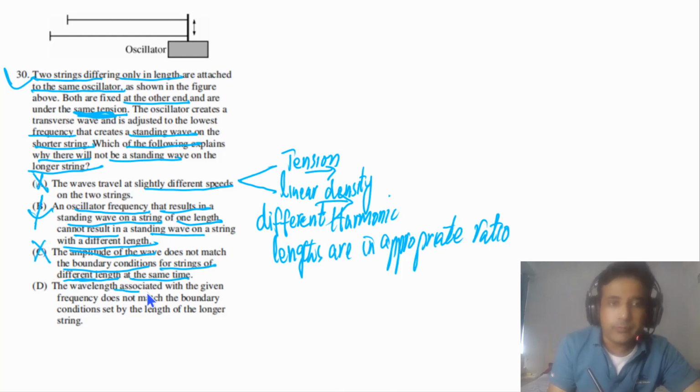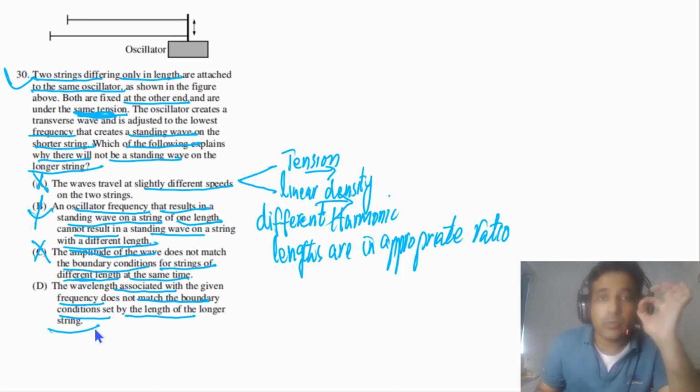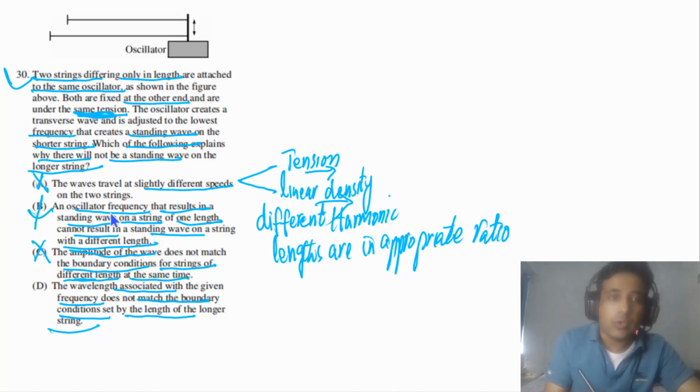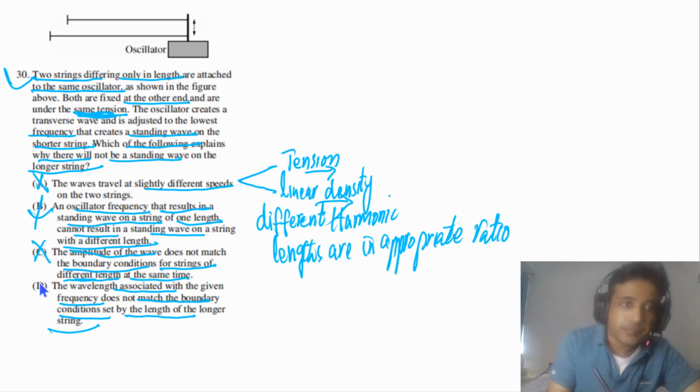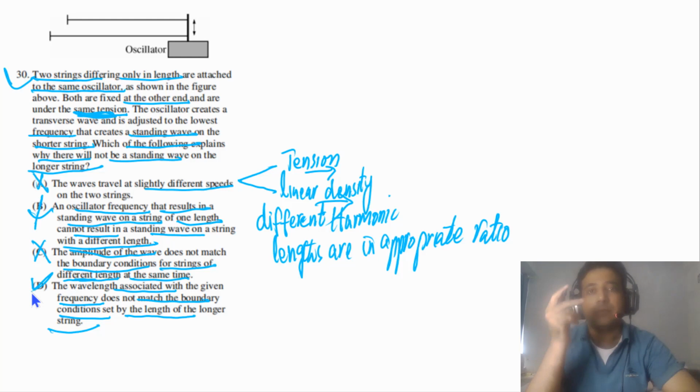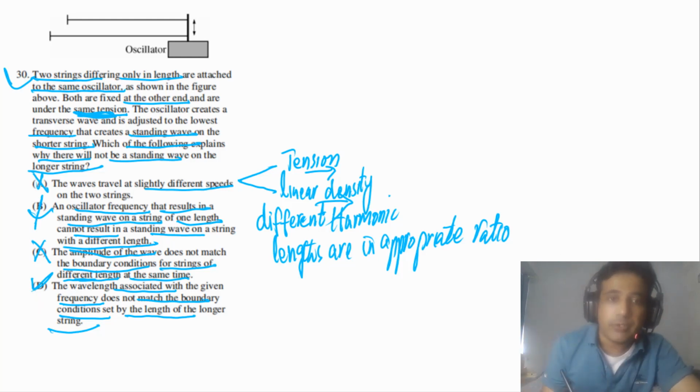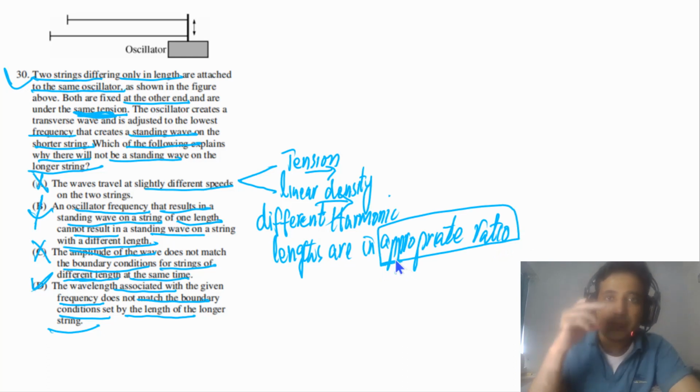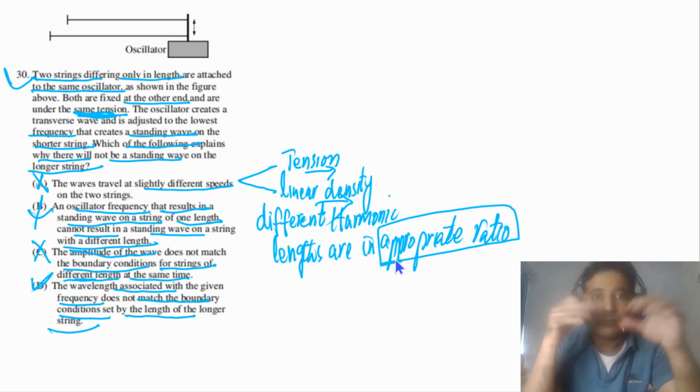Option D, the wavelength associated with the given frequency does not match the boundary condition set by the length of the longer string. So this option is correct. So that's the reason a stationary wave will not be produced, because they are not in appropriate ratio. If they have appropriate ratio, then there will be a standing wave.